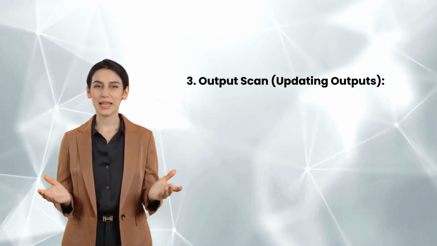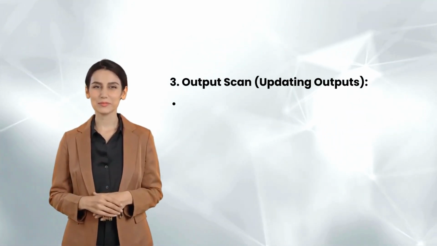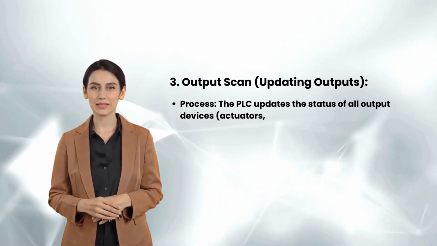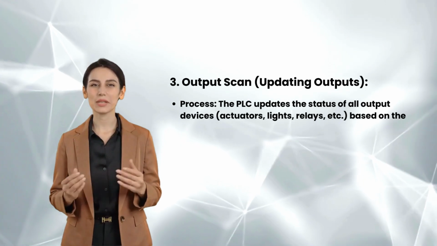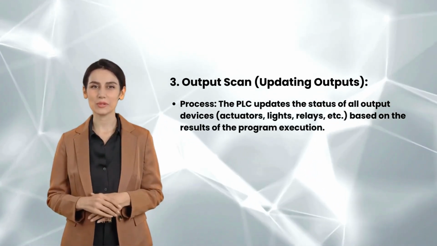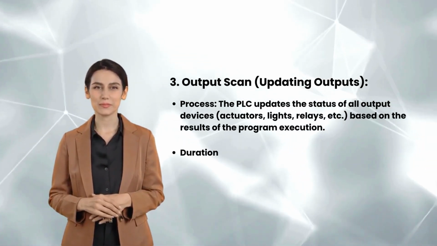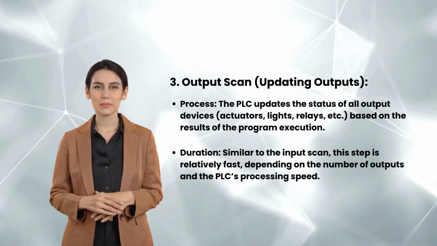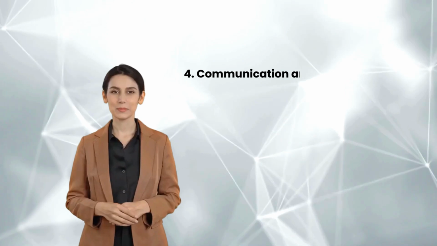3. Output scan, updating outputs. Process: The PLC updates the status of all output devices, actuators, lights, relays, etc., based on the results of the program execution. Duration: Similar to the input scan, this step is relatively fast, depending on the number of outputs and the PLC's processing speed.